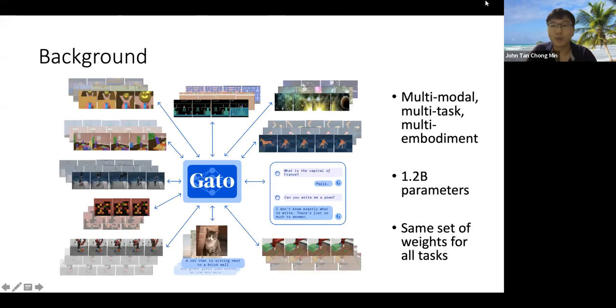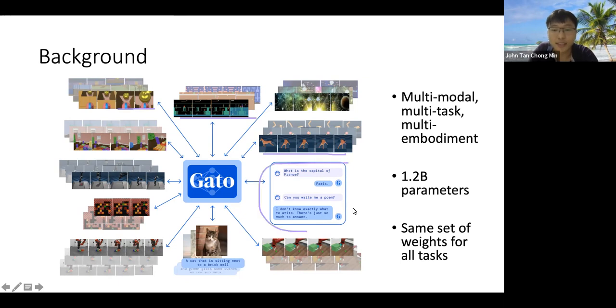By doing everything, this is what it means: you do multi-modal, multitask, multi-embodiment. These are some of the tasks that GATO does. This first one is something like image prediction. Actually, this one is Atari games, where you play Atari games. This one is MuJoCo, some robot tasks.